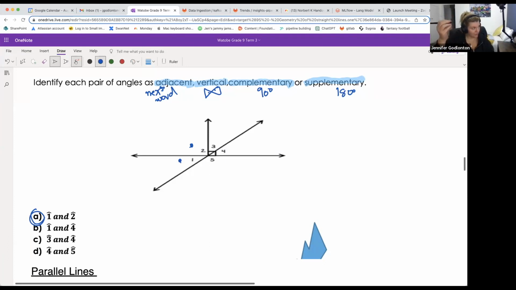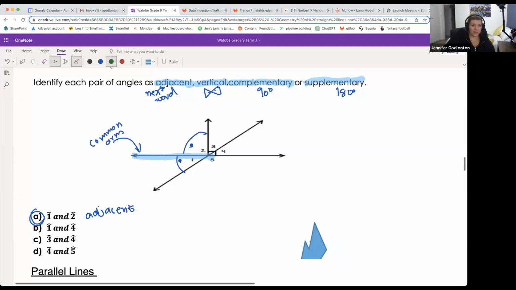Nice. Lorato, 100%. They are definitely adjacent. So angle 1 and angle 2 are adjacent to each other. The reason we know they are adjacent is because they share a common arm. And if they share a common arm, then we know that they are adjacent. So that angle is adjacent to that one. So we can just say they are adjacent. That's all we're looking for.